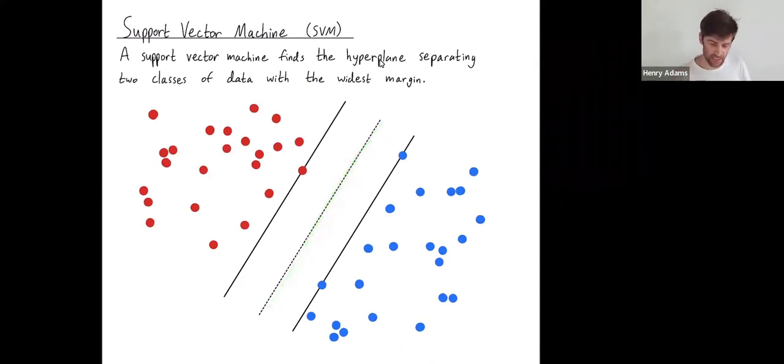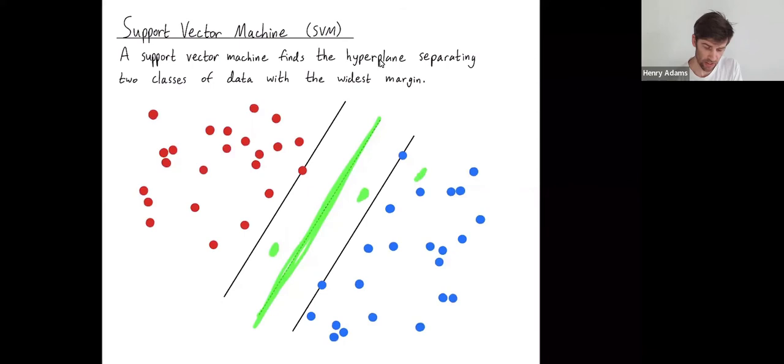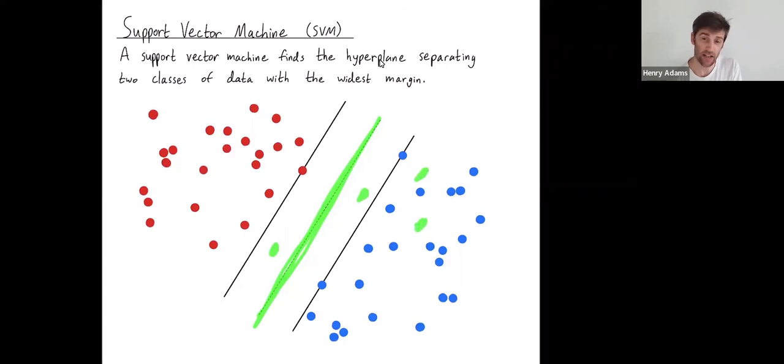Radon's theorem finds the hyperplane, so a support vector machine finds the hyperplane that has the widest margin. The width of the margin is the width of this road here. This dotted line is what you actually use to classify. So a new data point here would be classified as red, whereas a new data point here, here, here would be classified as blue. And you want a wide margin, so it's sort of like you have more room for error.